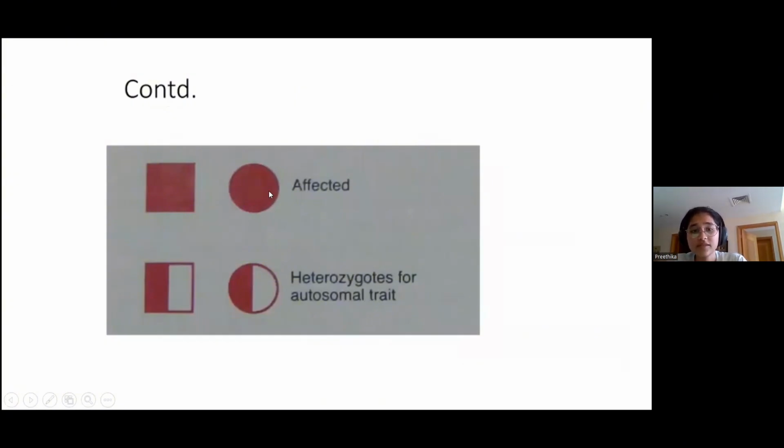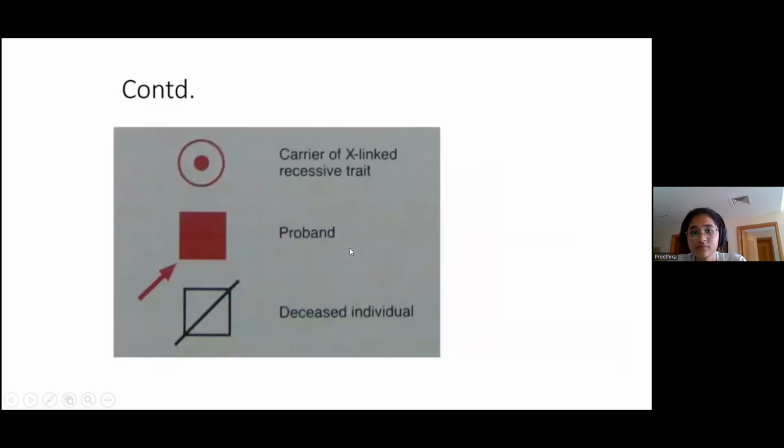If someone's affected by the disease, then you draw the circle or the square, and if it's fully colored, then they're affected by the disease. Then heterozygotes for an autosomal trait: if they're a carrier, then you represent it like this. Then carrier of an X-linked recessive trait.